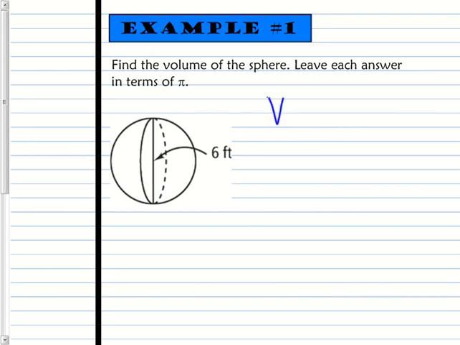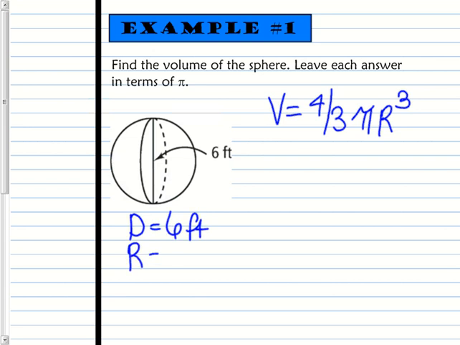Well, first thing you have to do is write the formula down. Volume equals 4/3 pi r cubed. Obviously, we need to know the radius. The diameter here is 6 feet. So the radius is half of that, which is 3 feet. I'm going to go back in, replace everything. 4/3 times pi times radius, which is 3 cubed.